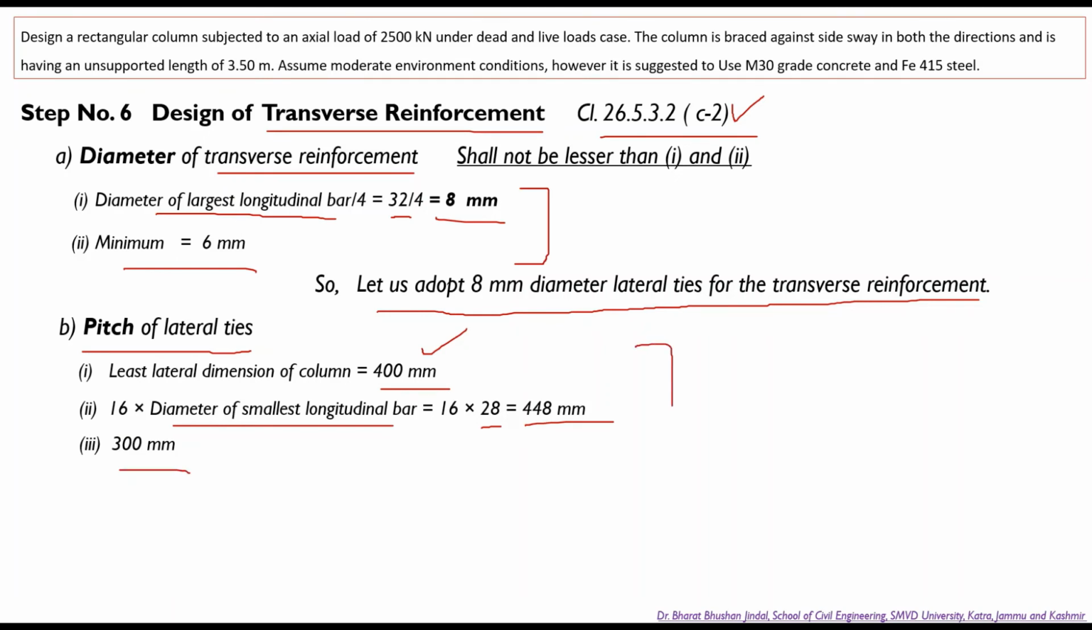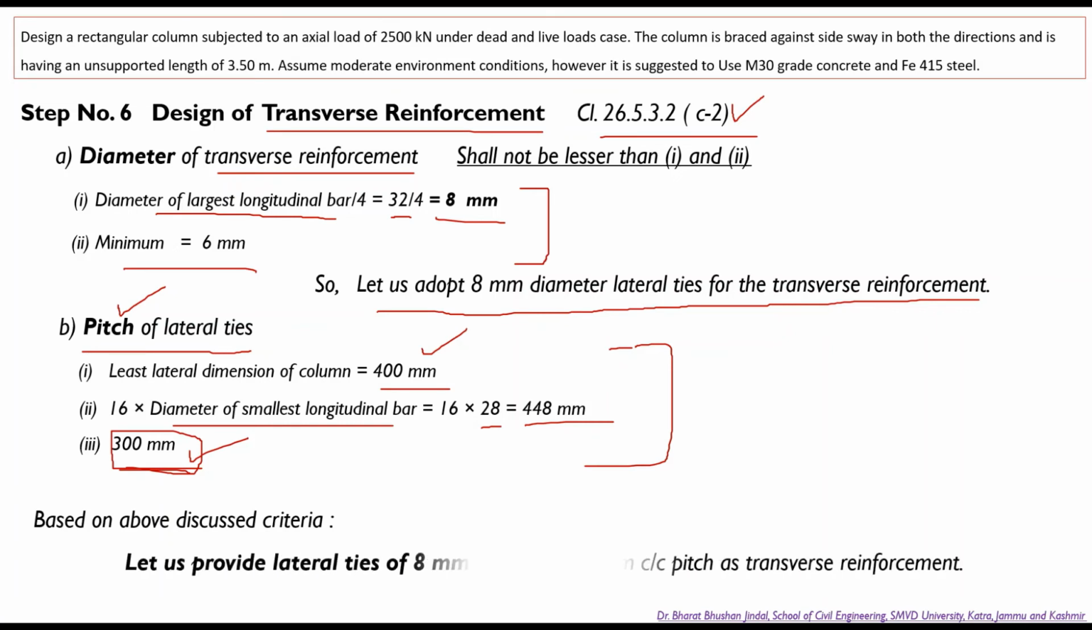So ultimately we have to select the spacing or center to center spacing, which is termed as the pitch of the lateral ties. So we can't go beyond 300 millimeters. What the code is suggesting is that the maximum pitch should not be more than the least of these three. So the condition of 300 needs to be satisfied. So ultimately, based on the above criteria, we have decided to provide lateral ties of 8 mm dia at 300 millimeter center to center pitch as a transverse reinforcement.